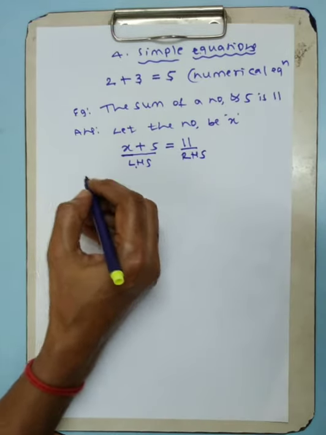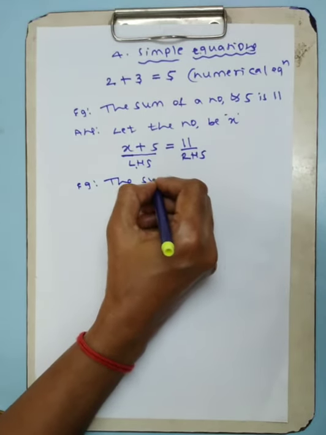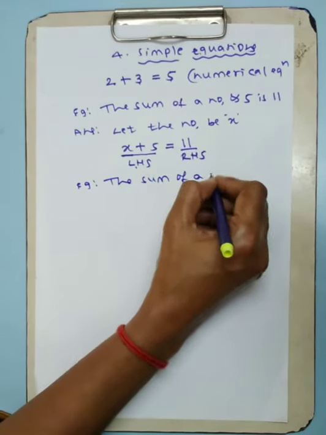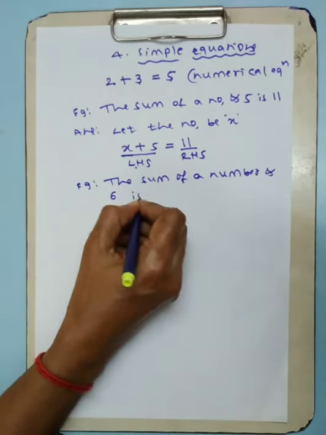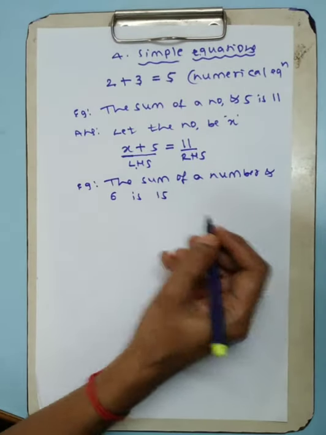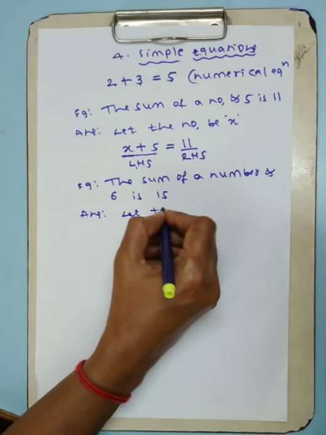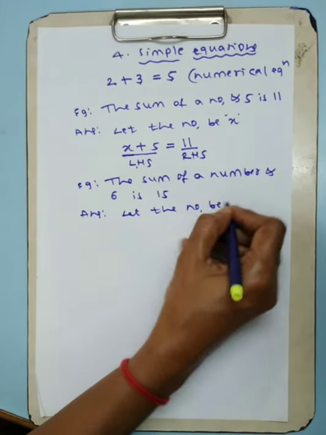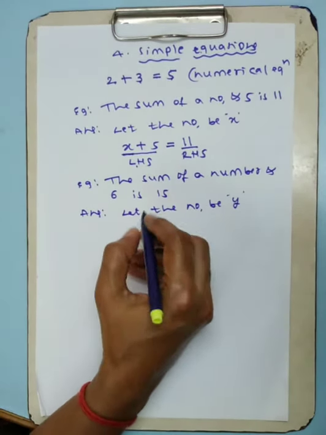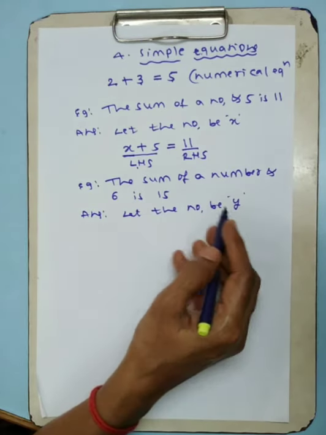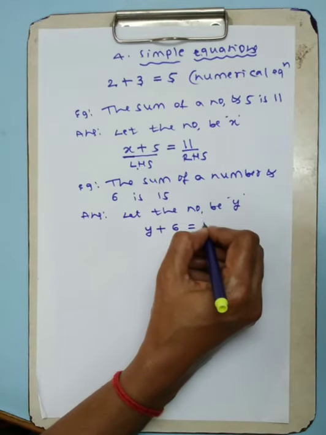Now let us take one more example. The sum of a number and 6 is 15. Okay, so how to write the equation for this statement? Now let the number be y. We can use any letter, I have already told. So the sum of a number and 6 is 15.